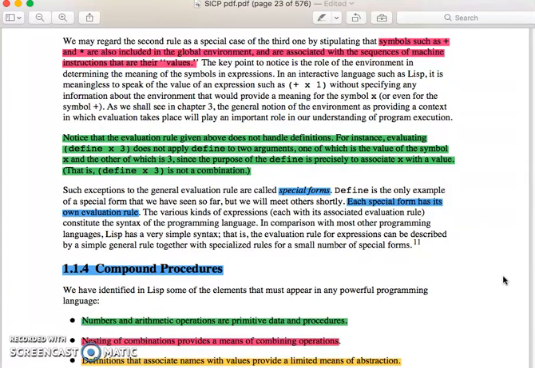The various kinds of expressions, each with its associated evaluation rule, constitute the syntax of the programming language. In comparison with most other programming languages, Lisp has a very simple syntax. That is, the evaluation rule for expressions can be described by a simple general rule together with specialized rules for a small number of special forms.